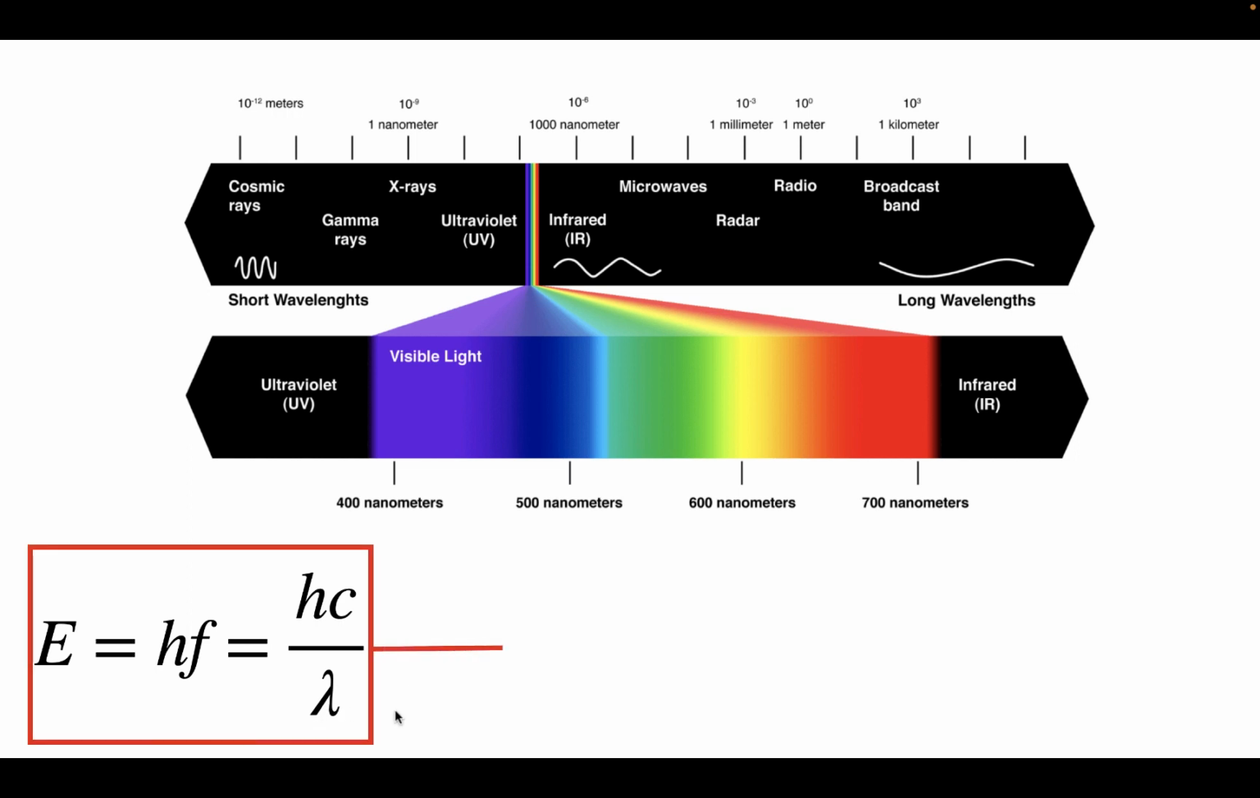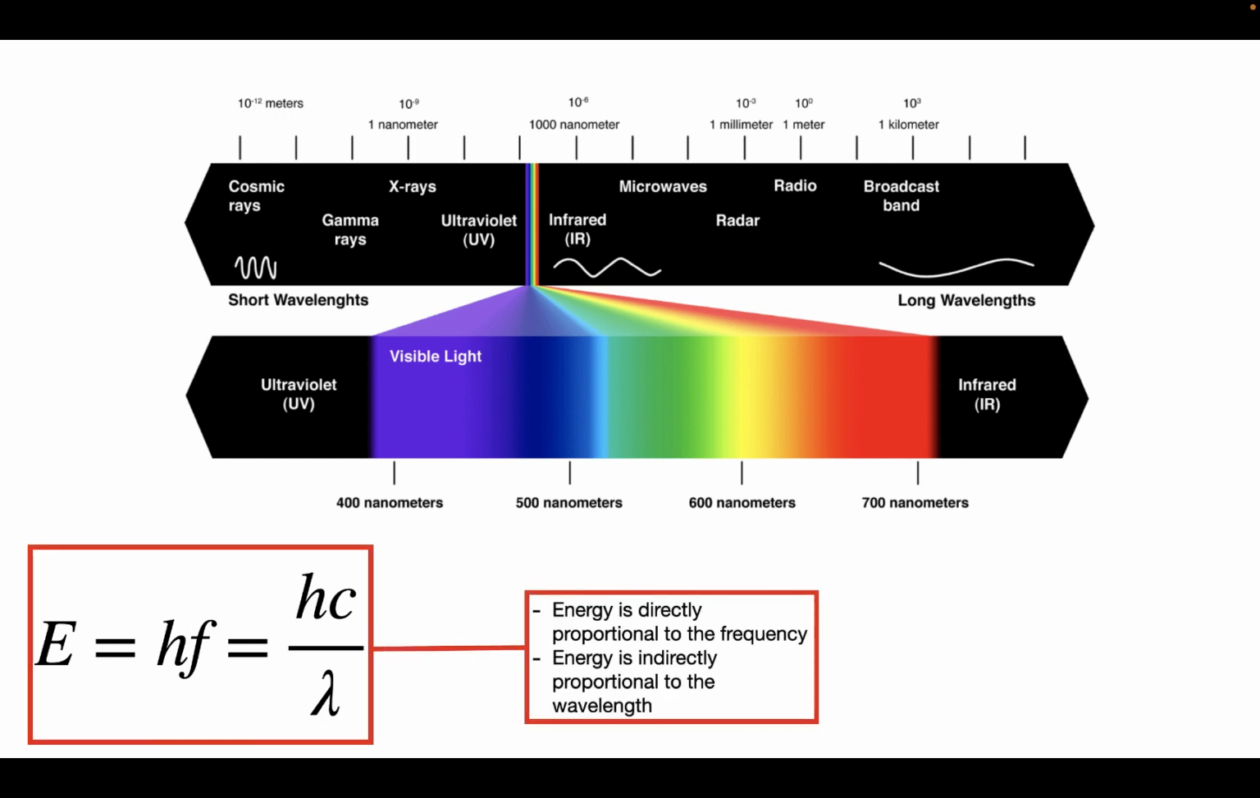The main thing that you have to note from this equation is that energy is directly proportional to the frequency of light, and energy is indirectly proportional to the wavelength. So when the wavelength of light increases, this causes the frequency to decrease and therefore the energy to decrease. And when the wavelength of light decreases, this causes the frequency to increase and the energy to increase as well.